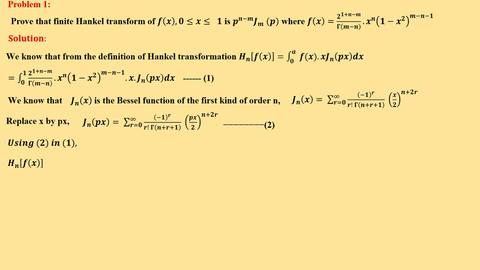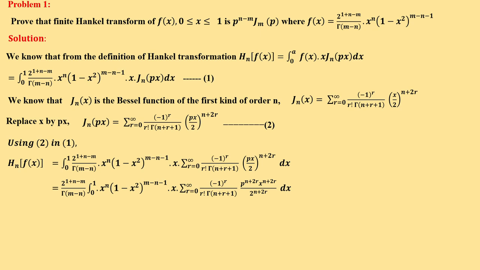Using 2 in 1, we get H_n[f(x)] equal to the integral 0 to 1 of 2^(1+n-m)/Γ(m-n) x^n (1-x²)^(m-n-1) x times the summation r = 0 to infinity of (-1)^r / (r! Γ(n+r+1)) (px/2)^(n+2r) dx. The factor 2^(1+n-m)/Γ(m-n) is a constant, so take it outside the integral. We are splitting the power to each term, giving p^(n+2r) x^(n+2r) / 2^(n+2r).